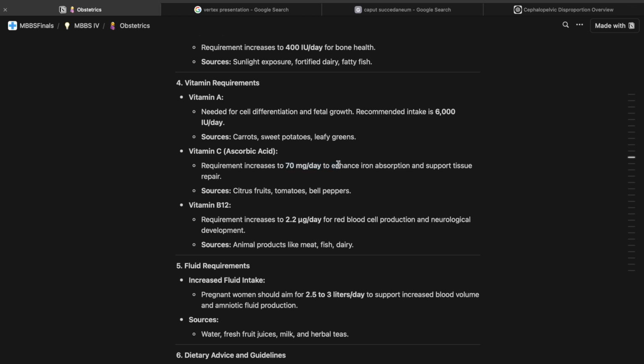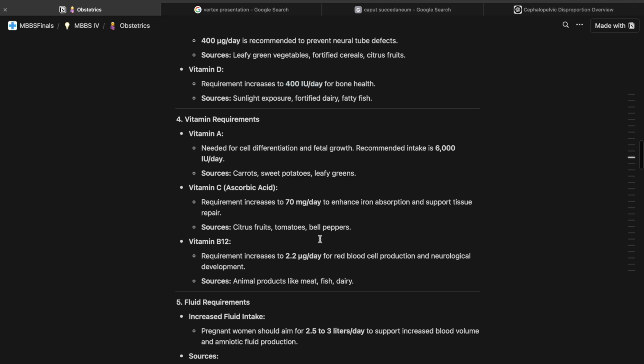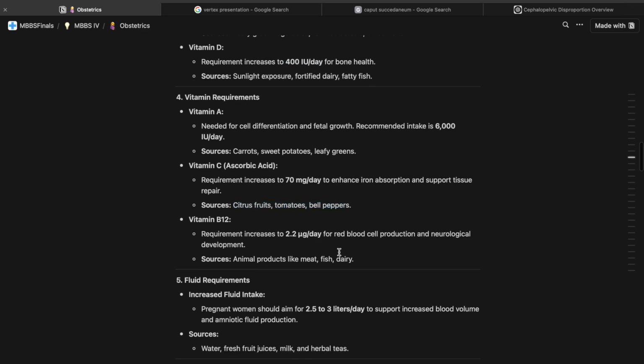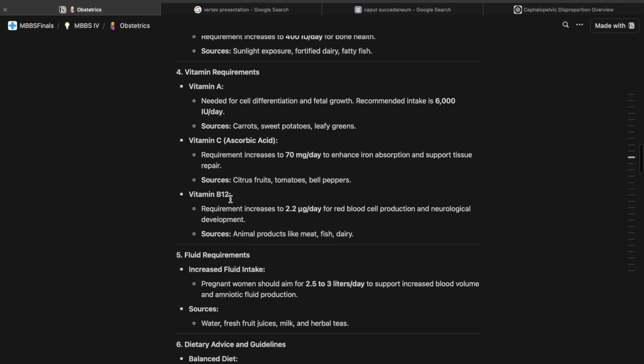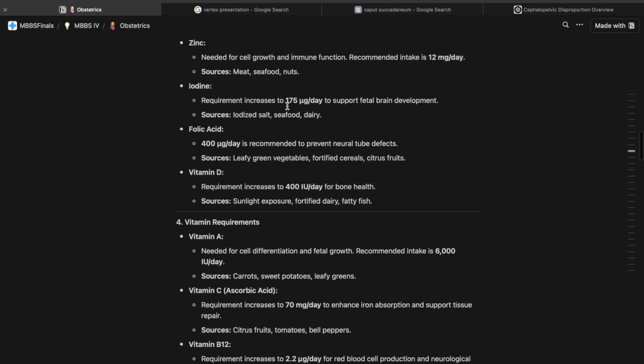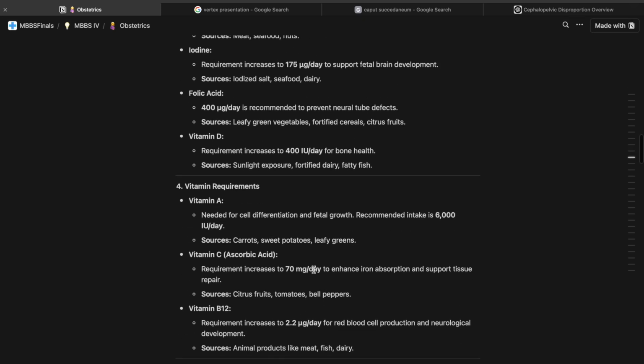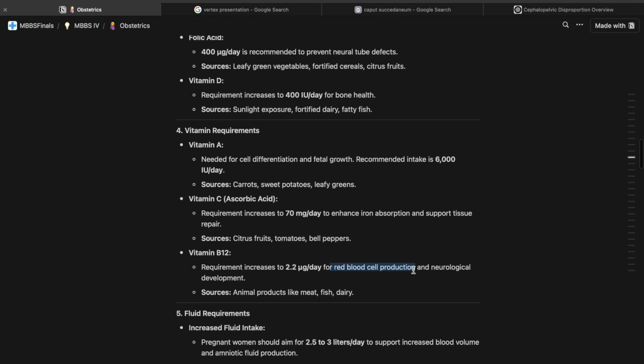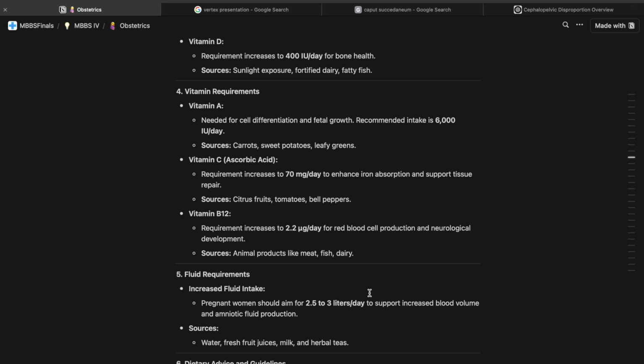Vitamin C 70 milligrams per day. This one is 6000 international units, previous one was 400 international units. Here it is citrus fruits, tomatoes, bell peppers. Vitamin B12 2.2 microgram per day. Can you compare 2.2 microgram? Doesn't even stand with this. 2.2 microgram for red cell production, neurological development, and the sources include animal products like meat, fish and dairy.